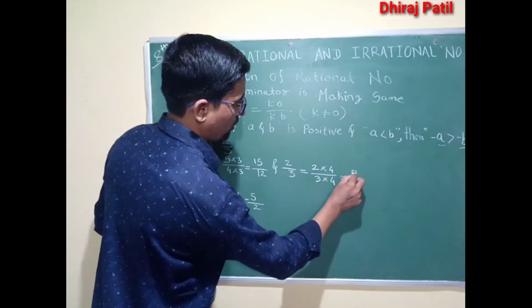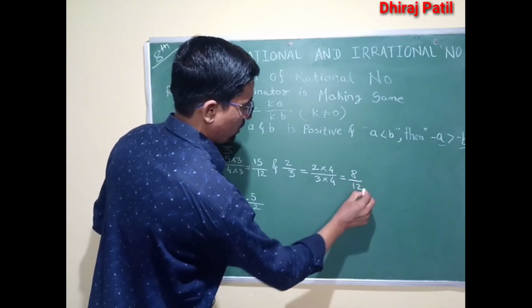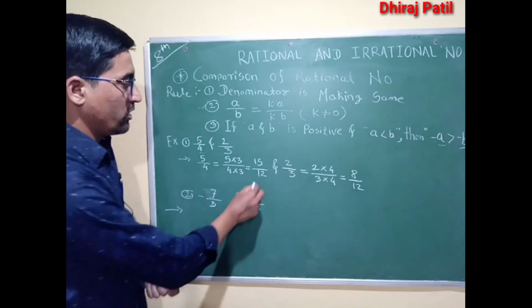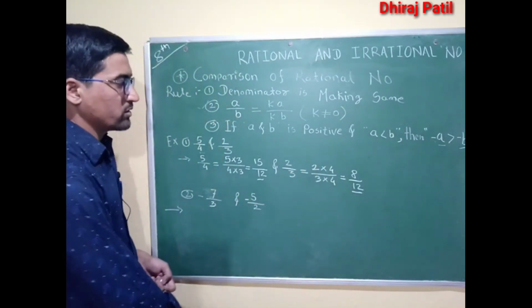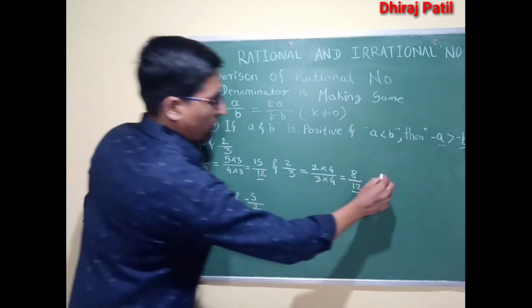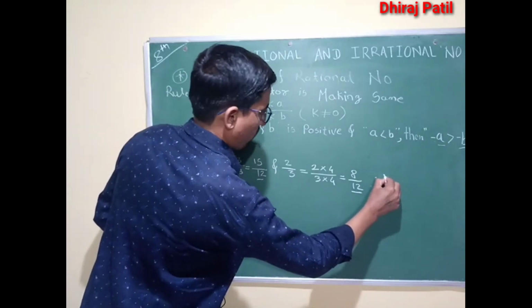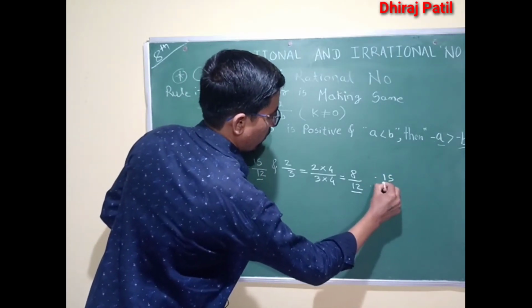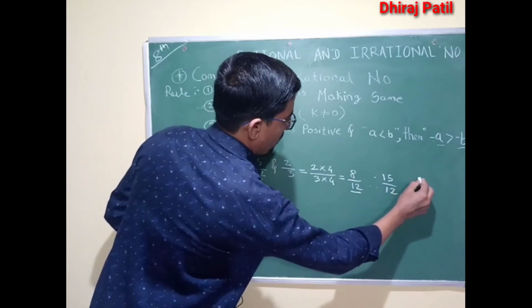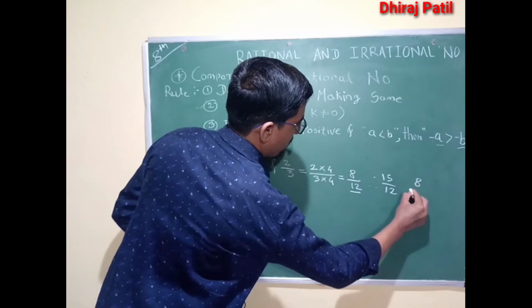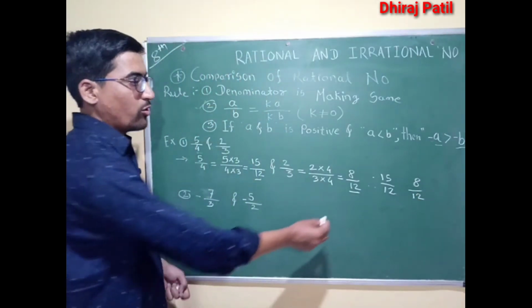2 4s are 8 and 3 4s are 12. Here, friends, we see that our denominator is getting the same. Now we compare it: 15 divided by 12 and here 8 over denominator 12. Now, friends, our denominator is the same.